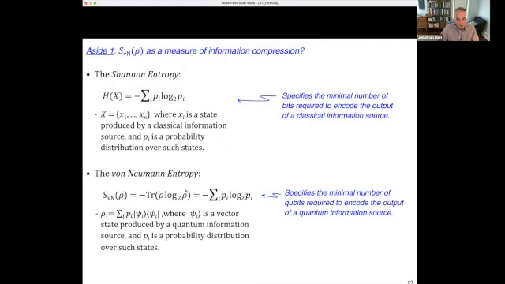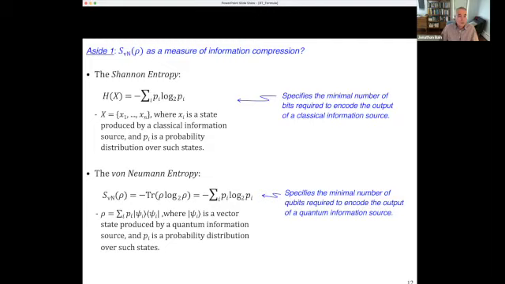And it turns out the von Neumann entropy can be rewritten in a form that's formally identical to the Shannon entropy. The only difference is that in the von Neumann entropy context, the ensemble of states is an ensemble of quantum vector states, whereas Shannon entropy refers to an ensemble of classical states. But the analogy motivates this interpretation that the von Neumann entropy of a density operator state specifies the minimal number of qubits required to encode the output of a quantum information source, a source that produces quantum vector states from an ensemble.